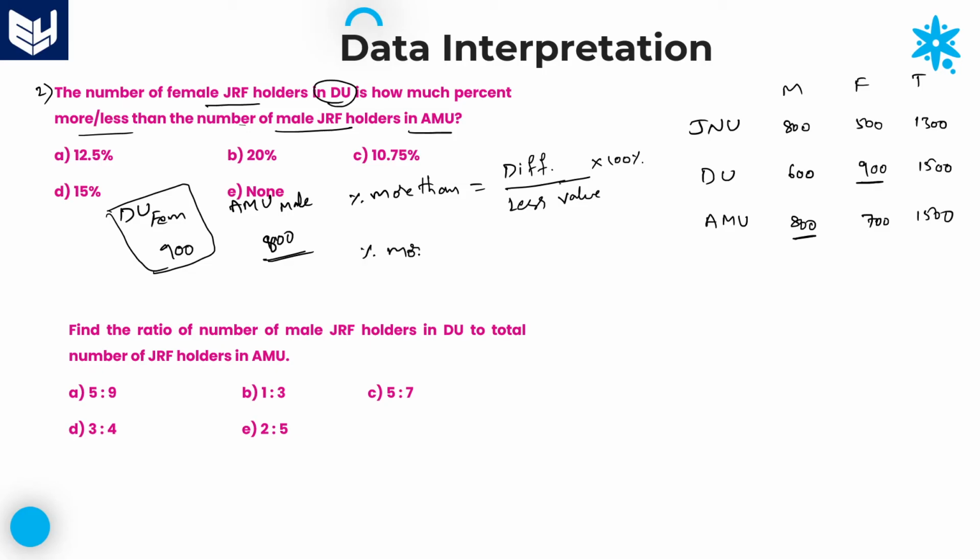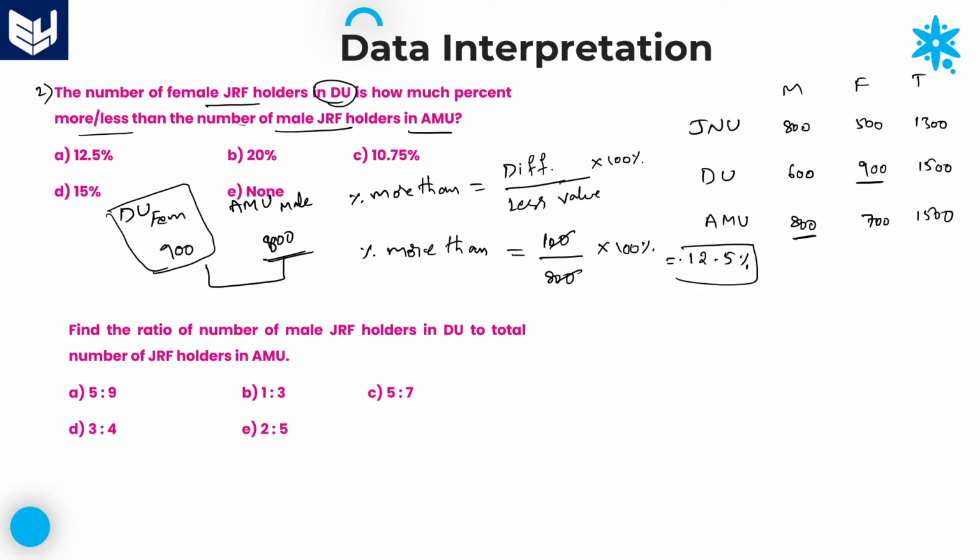Therefore, the required percentage more than is equal to, what is the difference between these two? 900 and 800 difference is 100 divided by less value, which is equal to 100 by 800 into 100 percentage. Now here it is 1/8 of 100, that is equal to 12.5 percentage.